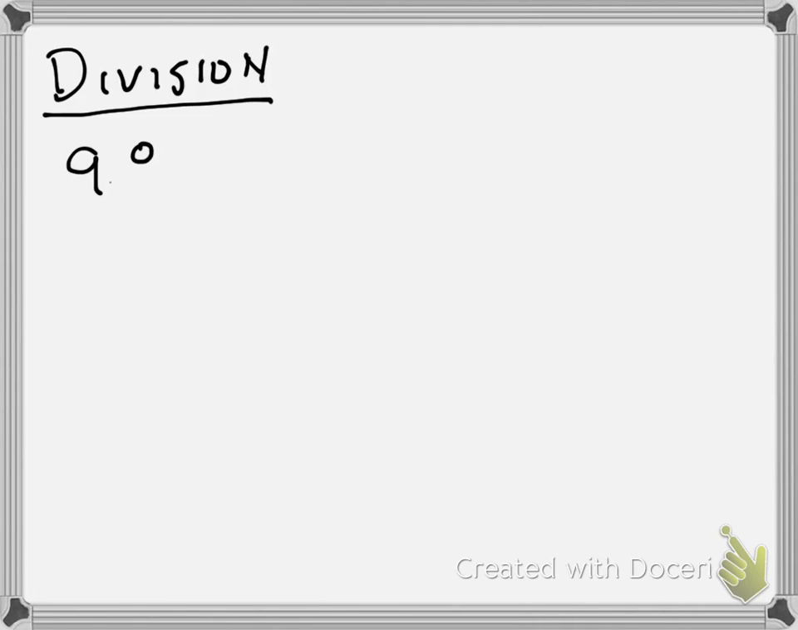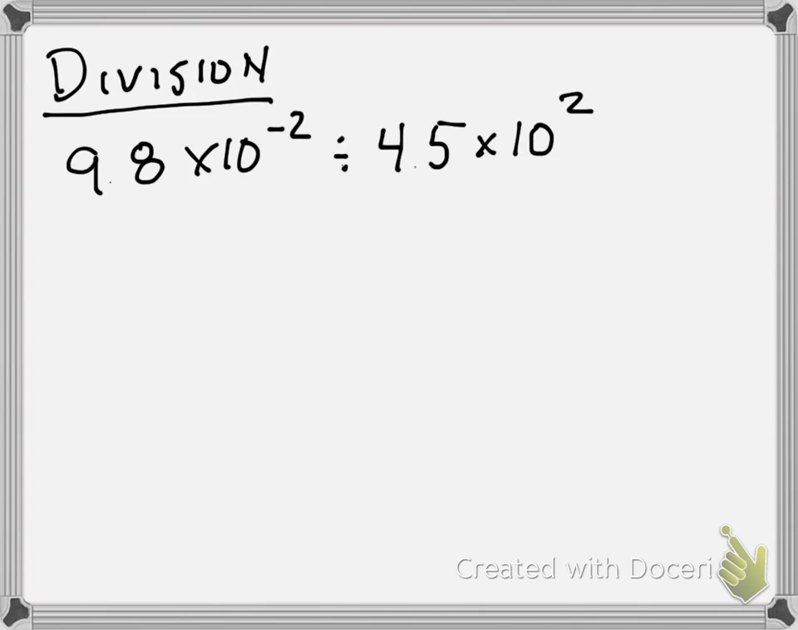Division is the same thing. I'm only going to do one of these problems. You divide the first two numbers, and then you subtract the exponents. So if you had a number like 9.8 times 10 to the, let's do negative values, maybe that'll make it a little more difficult, 9.8 times 10 to the negative second divided by, I'm going to use the old school division sign here, 4.5 times 10 to the second power, let's say.